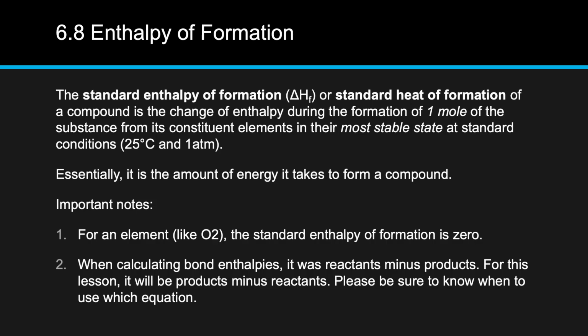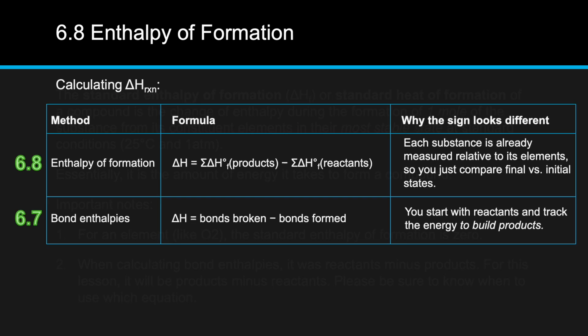The second important note is that this method is going to use products minus reactants, which is very different from bond enthalpies where we did reactants minus products. Just know that they are two different ways of essentially bookkeeping the energy. You just need to pay attention to which method the problem is asking for. Both of these methods are ways to calculate delta H of the reaction. They just look at energy from different perspectives.